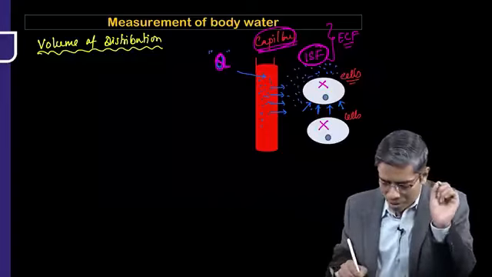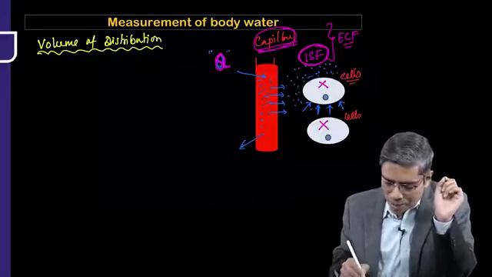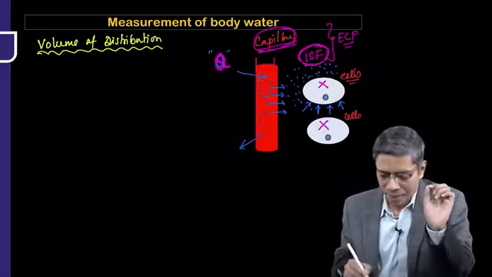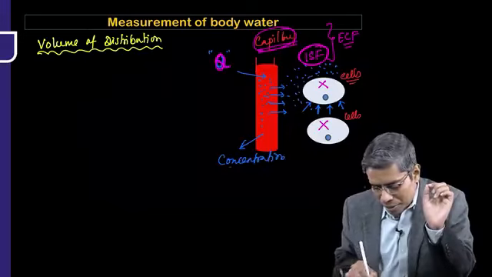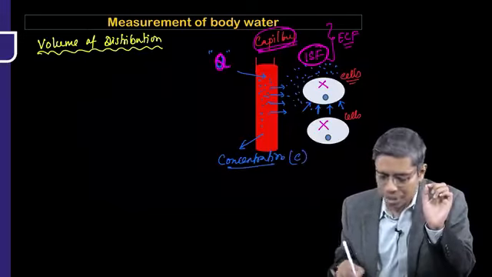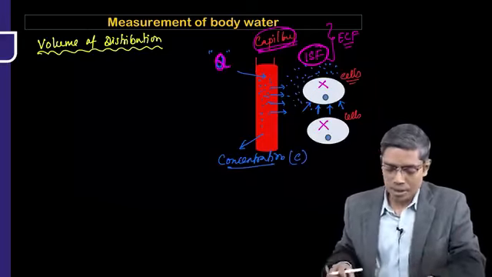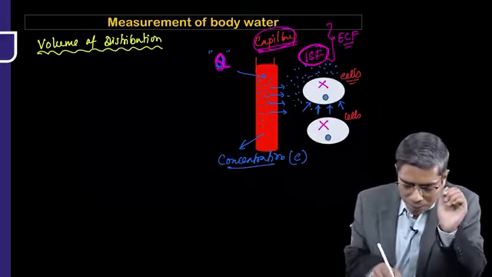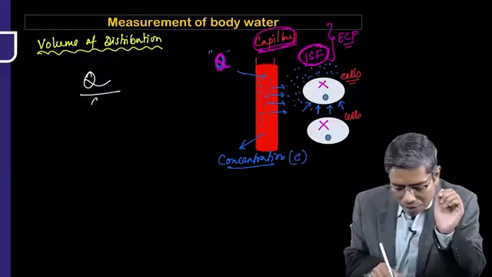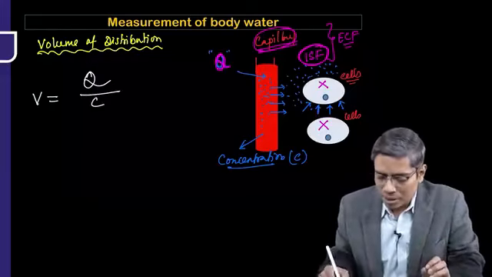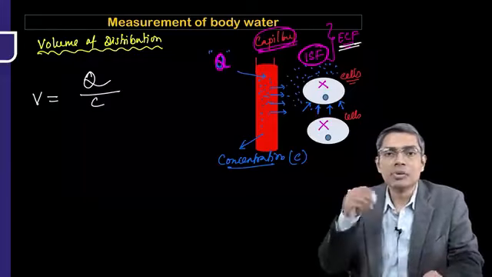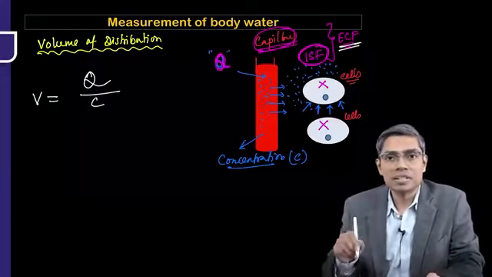Now after proper distribution, you have to take a little blood sample from this person and measure the concentration of this substance in this blood. Suppose this concentration is C, right? So now what you have to do, if you divide this Q upon C, then you are going to get a volume, and this volume is nothing but the volume of the fluid in which this substance has been distributed.